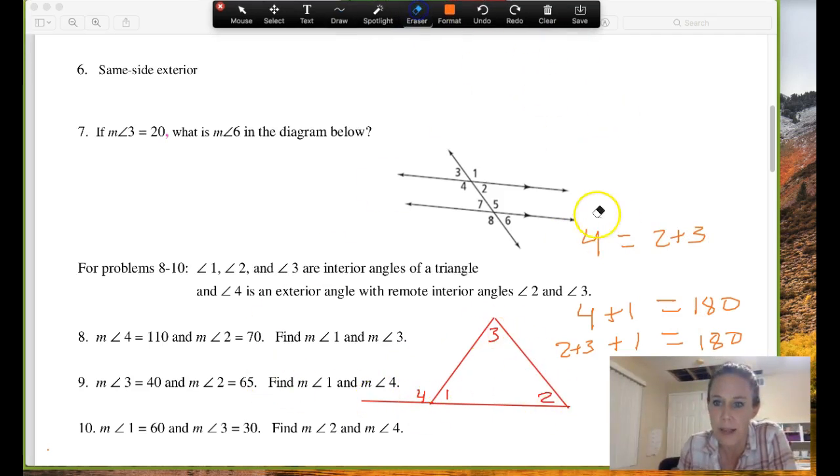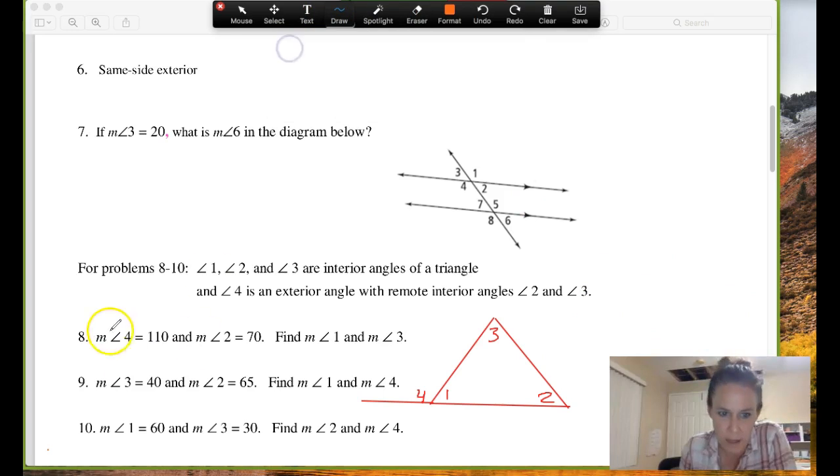So we're going to use that here, and let's do a couple different scenarios. Number 8, let's go ahead and look at this. Angle 4 is 110, and then angle 2 is 70. Find angle 1 and 3. Okay, we know 110 is equal to the sum of 2 plus 3, or excuse me, I could do 110 plus 1 to equal 180.